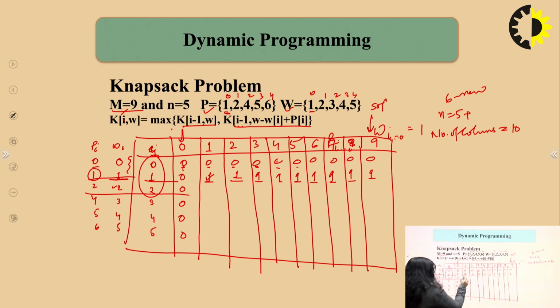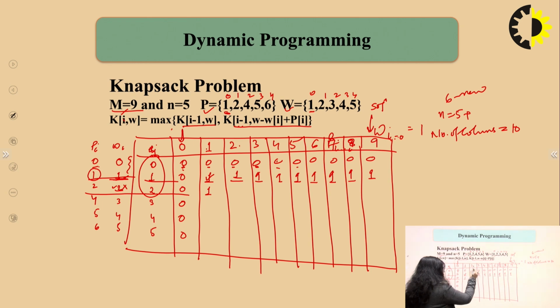Now, for example, if the capacity of the knapsack is 1 unit and I have 2 objects, one having a weight of 1 unit, the other having a weight of 2, I cannot put this second object in. What choice do I have? I can only add an object which satisfies the capacity criteria of the knapsack. So what maximum profit can I make? 1, associated with this object.